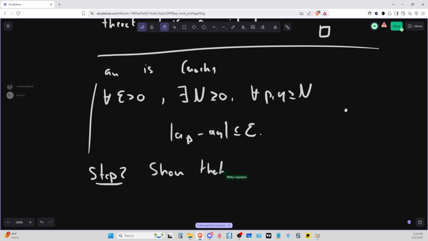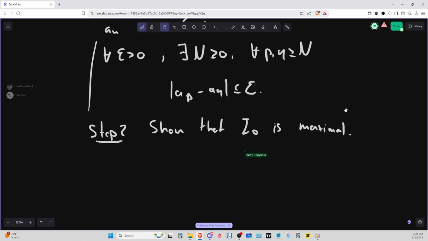Okay, so step 2: show that I0 is a maximal ideal. Usually the strategy to show that something is maximal is to show that if you have an element which is outside of I0, then it will make the ideal become the whole set. So we're going to show that. But here I'm going to show a still stronger result, and from this result, the property that I0 is maximal will follow.